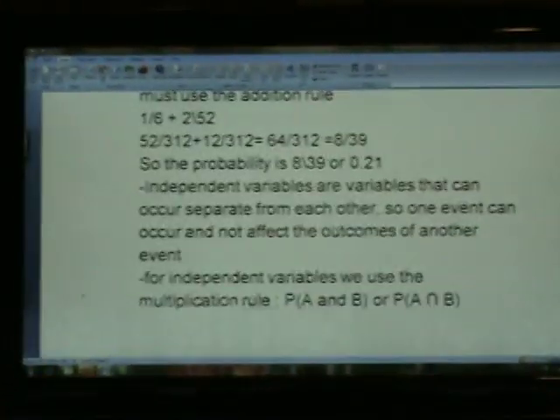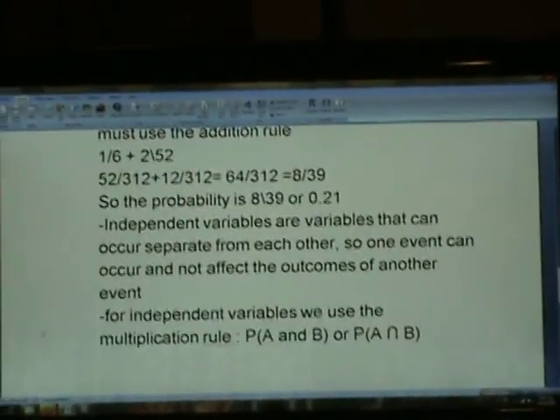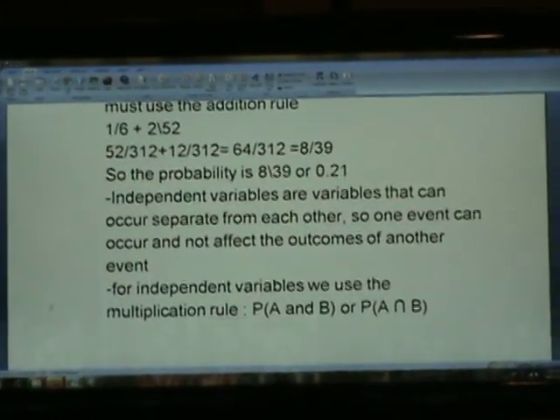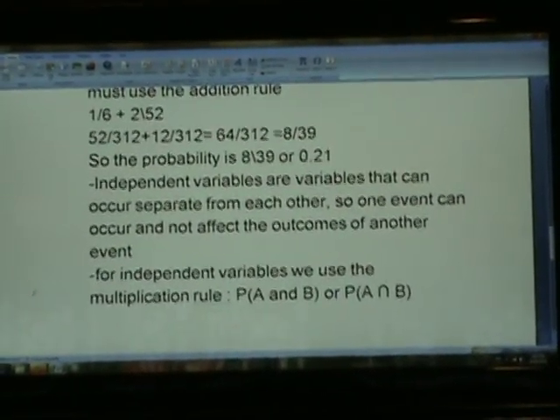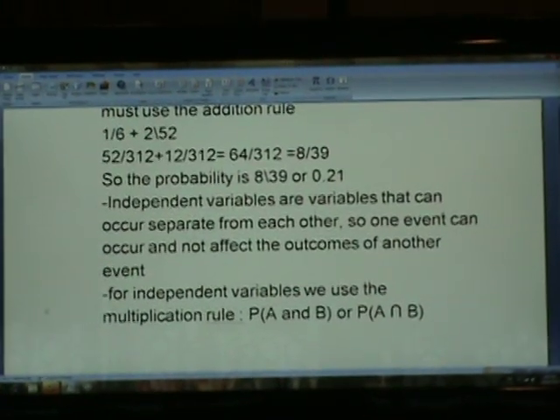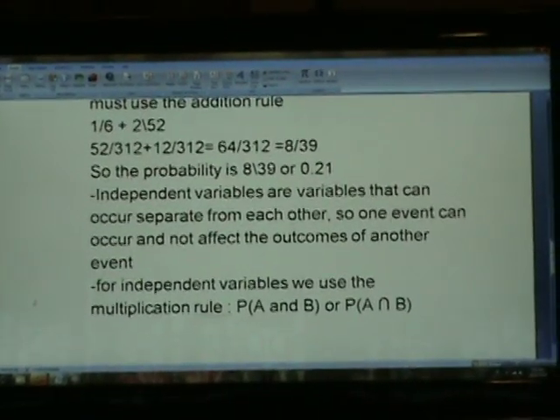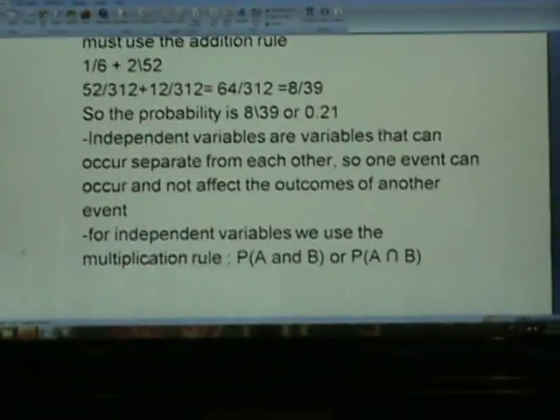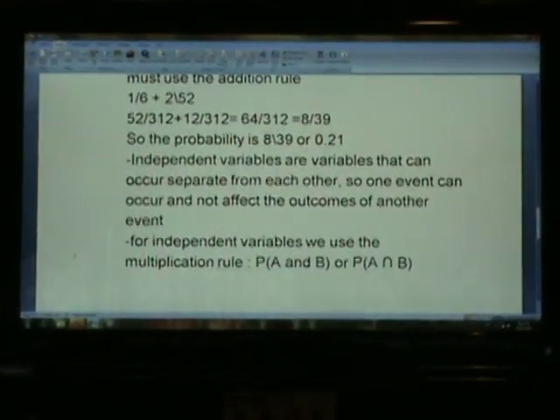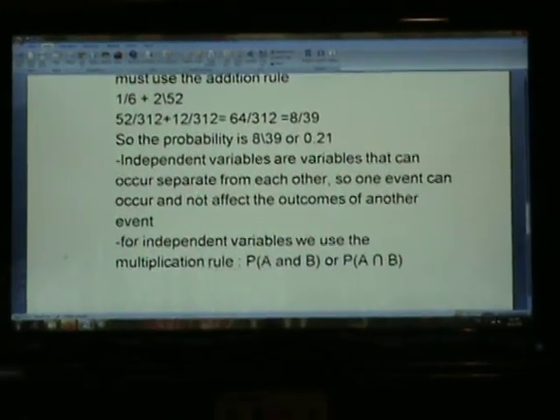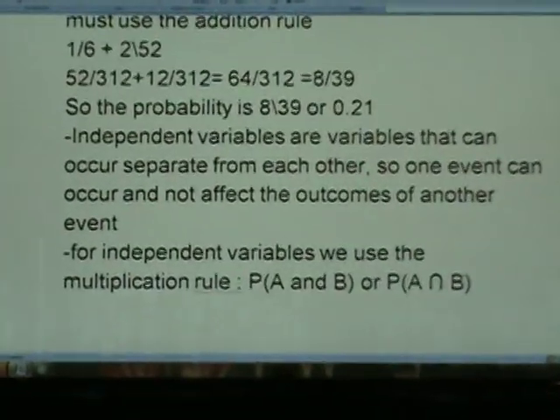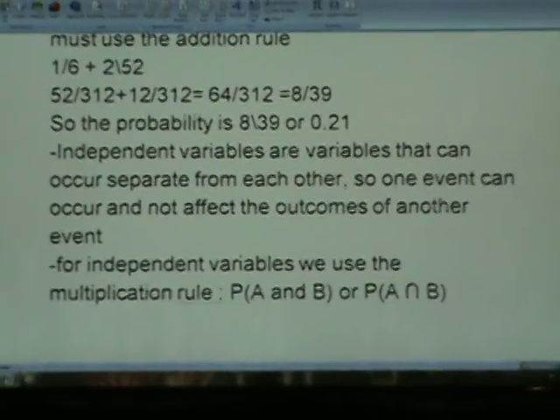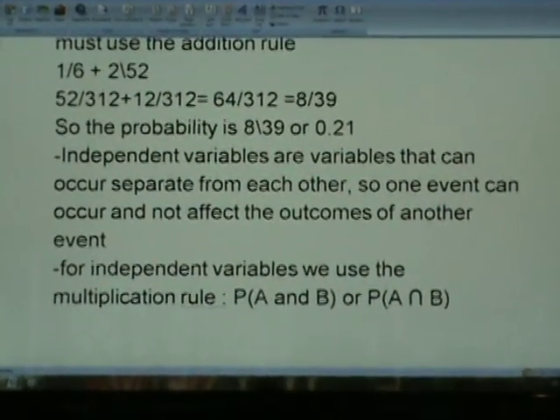Now moving on to independent events, which is another rule for probability. Independent events are events that can occur separate from each other, so one event can occur and not affect the outcomes of another event. For independent events we use the multiplication rule, shown as the probability of A and B. For disjoint events it is the probability of A or B.